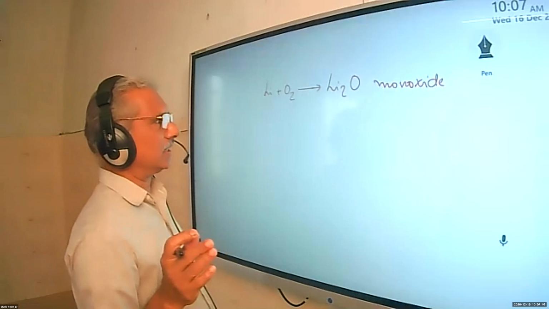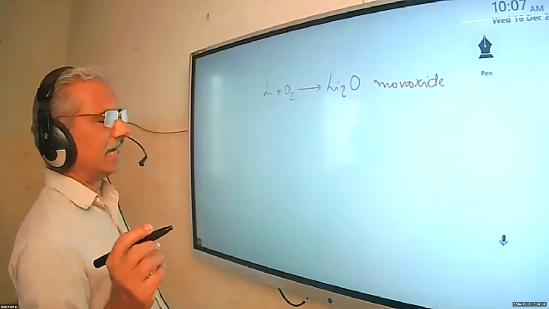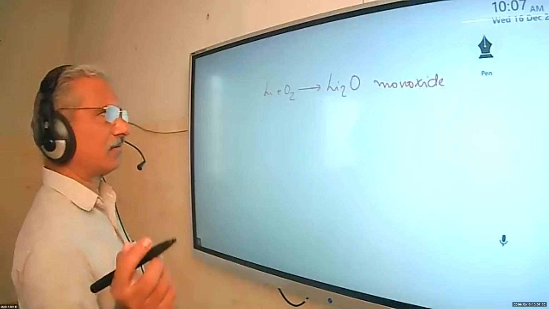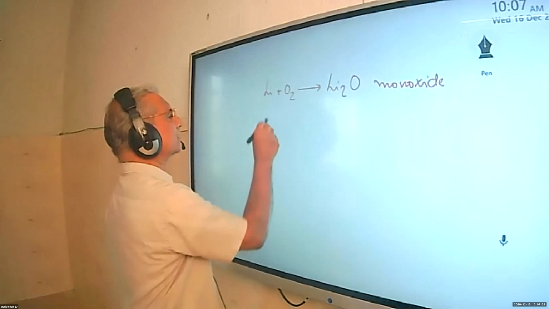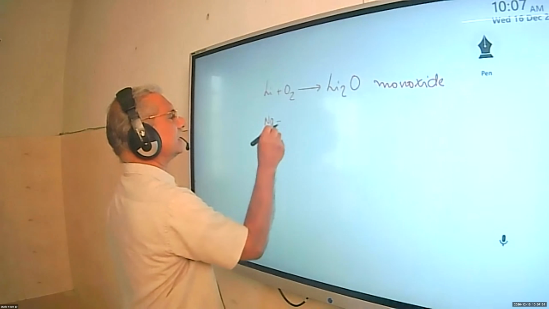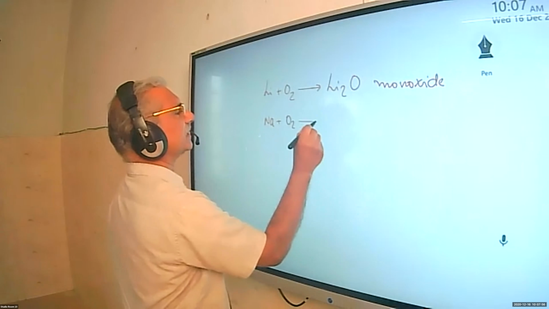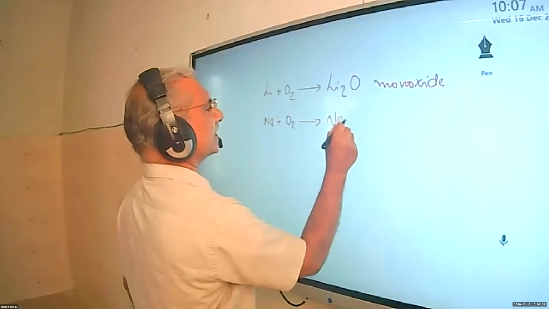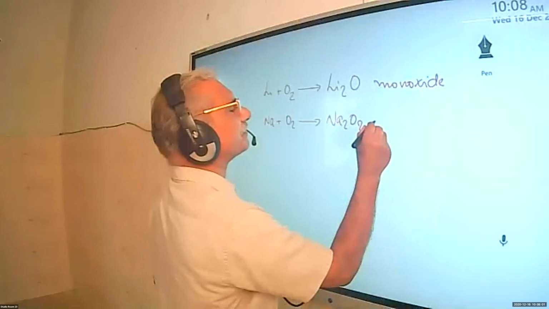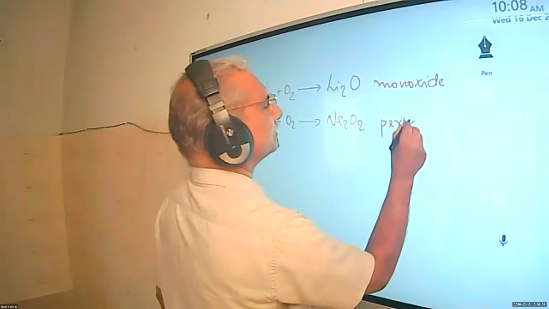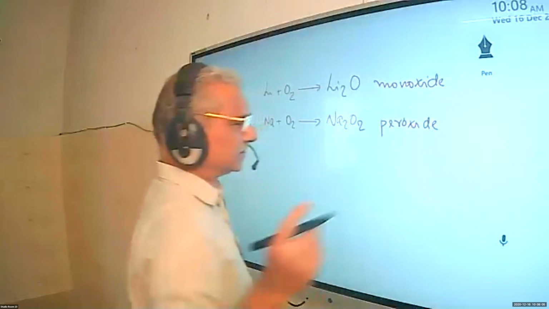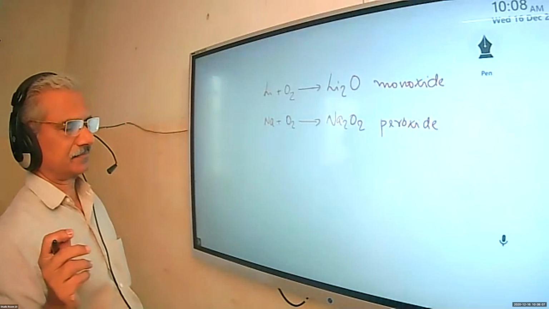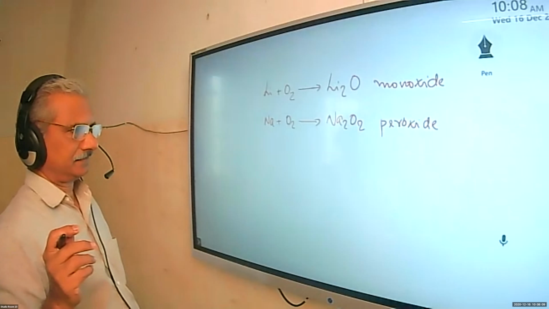We take sodium. When sodium burns in air, there is formation of sodium peroxide, Na2O2. It is a peroxide. So sodium gives peroxide when it burns in air.